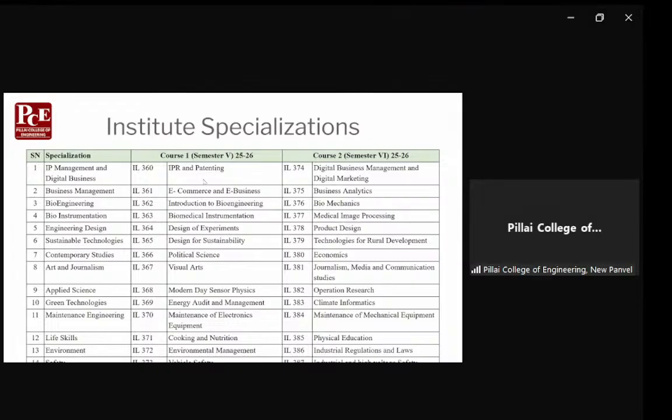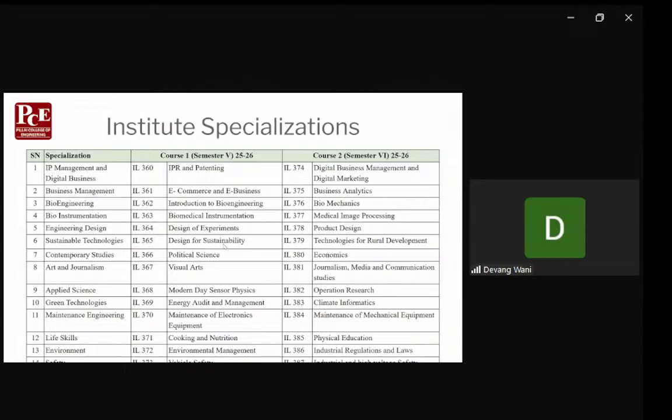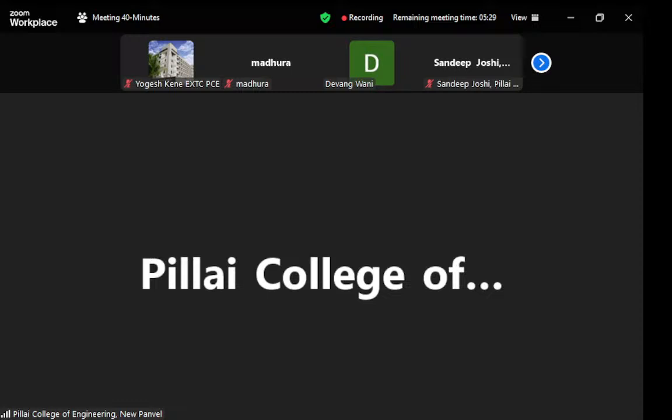So this is just a reference. The sequence may change a bit as per availability, but today we will be having orientation of these 14 subjects under these 14 specializations. To start with, the first course for which we will have the orientation is Design for Sustainability. And for this, I would like to welcome Professor Binsu Babu sir.